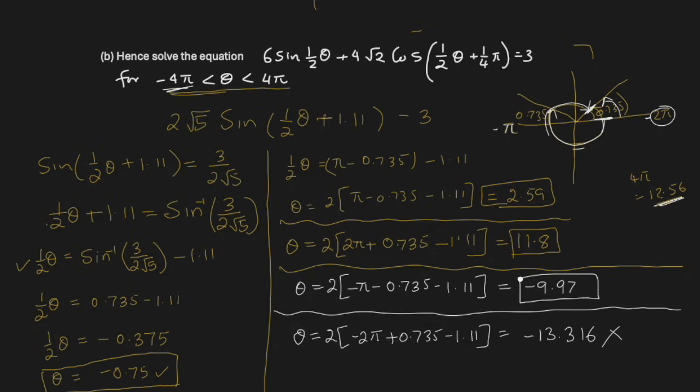So we got our 4 answers: negative 0.75, positive 2.59, 11.8, and negative 9.97. These are the 4 solutions of the given equation.